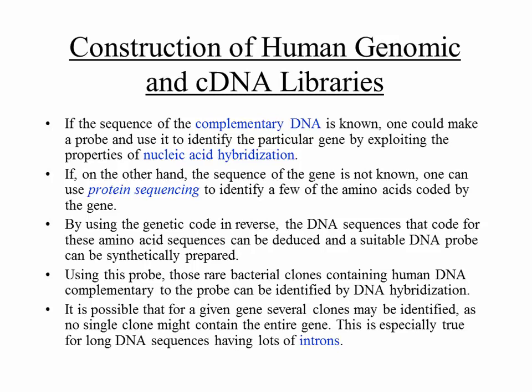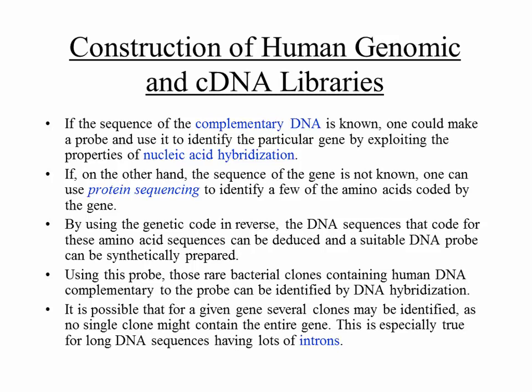If, on the other hand, you don't know the sequence of the gene, you can use protein sequencing. Remember we talked about protein sequencing in an earlier chapter? You try to find out what the amino acids are. You don't have to sequence the entire protein. If you get a few of the amino acids in sequence, then you can use that to make a probe. Even if some portion of the gene hybridizes, you'll be able to pick it up.